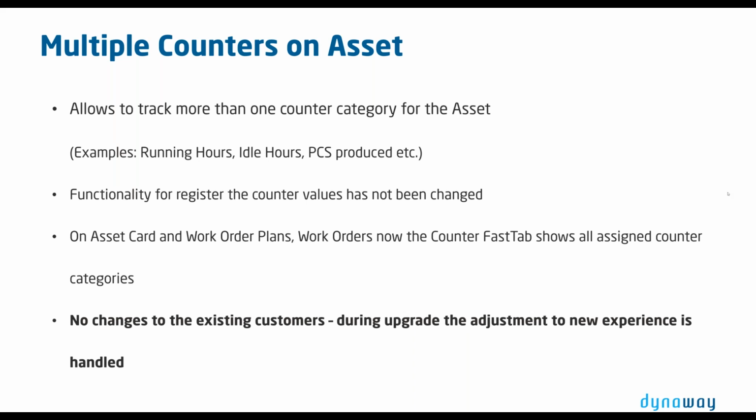Instead of fields, you will see in a second, and there is a list. However, when we're doing the upgrade, existing customers and your environments will also be upgraded, so you don't need to worry about anything. It should work exactly the same as you are working right now. Of course, registration of the counter values has not been changed. That works exactly the same as it was, but it looks a little different on the asset card, work order plans, and work orders. So let me just jump into Business Central.